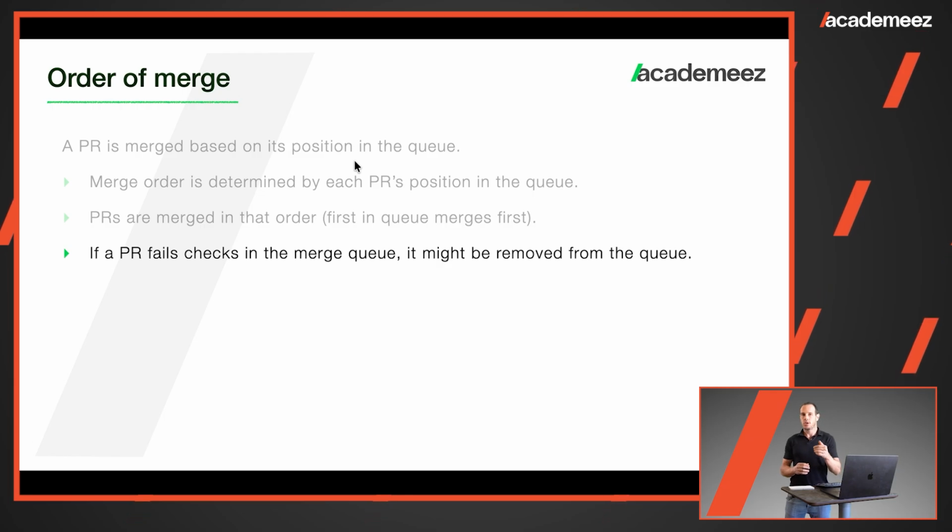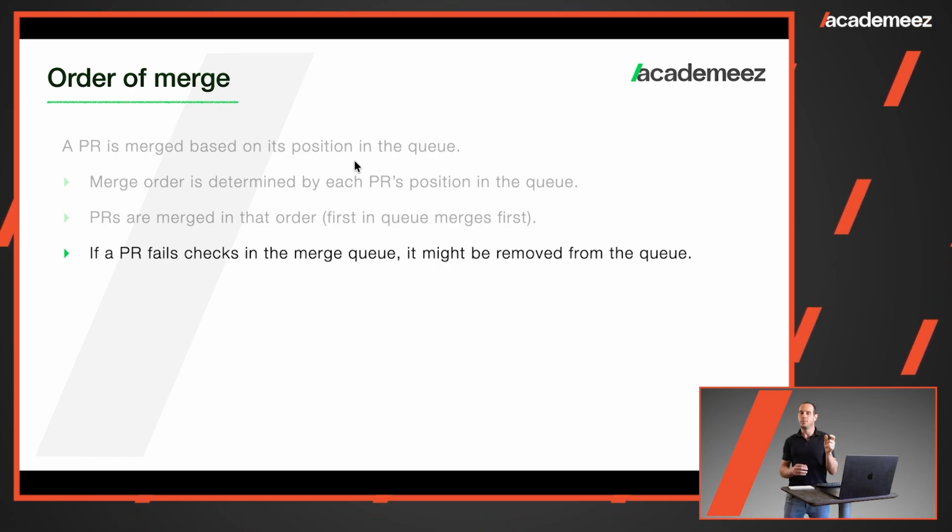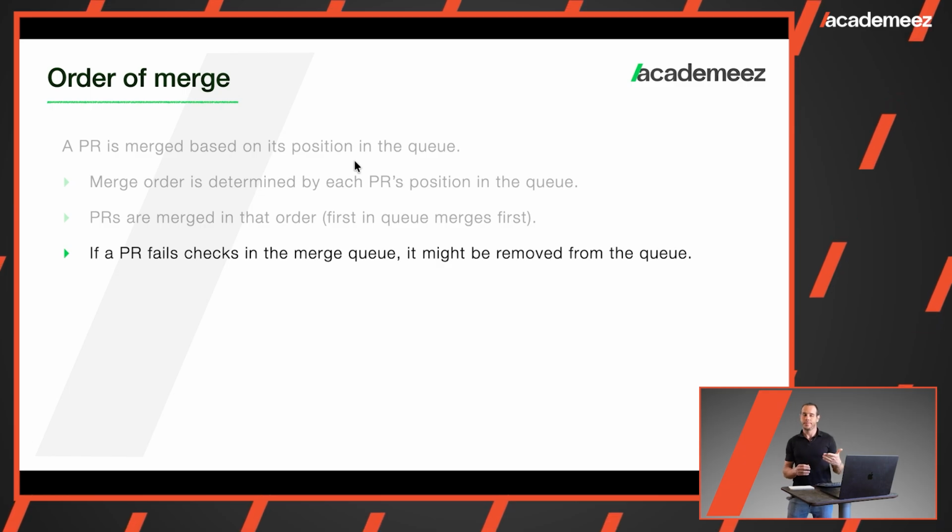So as we mentioned, when a pull request enters the merge queue, all those workflows that we saw that have the trigger merge group will be triggered and will start to work.